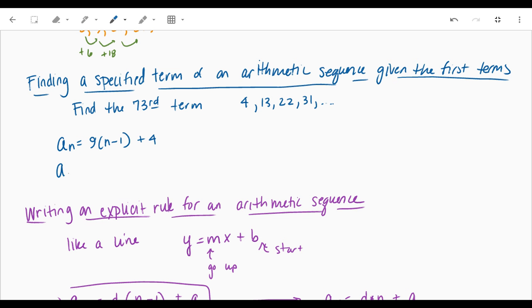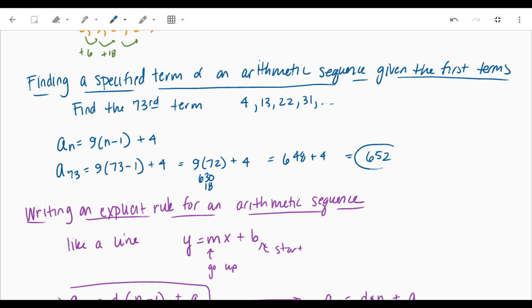So our 73rd term would be 9 times 73 minus 1 plus 4. So 9 times 72 plus 4. Okay, so you can do 9 times 72. I don't know if they give you a calculator on this or not, but we'd have 9 times 70 is 630. 9 times 2 is 18. So we'd have 648 plus 4. So 652.